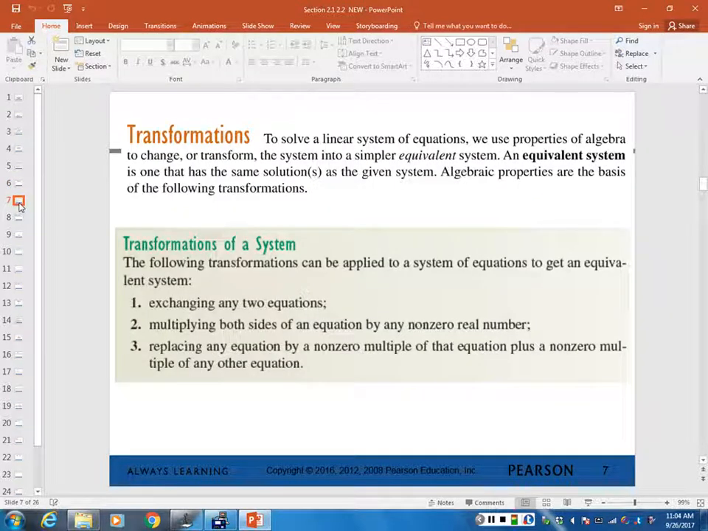So the thing we've seen so far is that we can exchange two equations, we can multiply both sides of an equation as long as we don't multiply by 0, because 0 makes everybody disappear. And we can replace any equation with a non-zero multiple of that equation plus a non-zero multiple of the other equation. In other words, what we did last time when we multiplied through by -3 on one and 11 on the other. Okay? So that's the way you do what's called Gauss-Jordan transforming of systems.